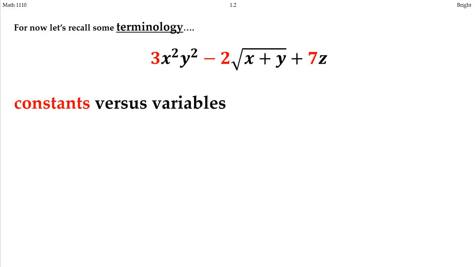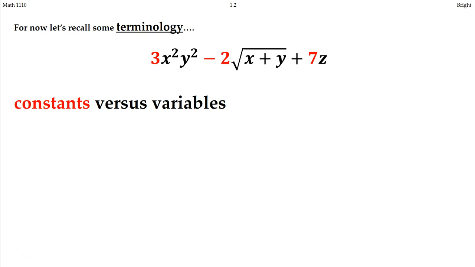Also, as you're watching this video, it might not hurt to jot down these definitions. A constant is something that has a fixed value. A variable has either an unknown value or a value that can change.